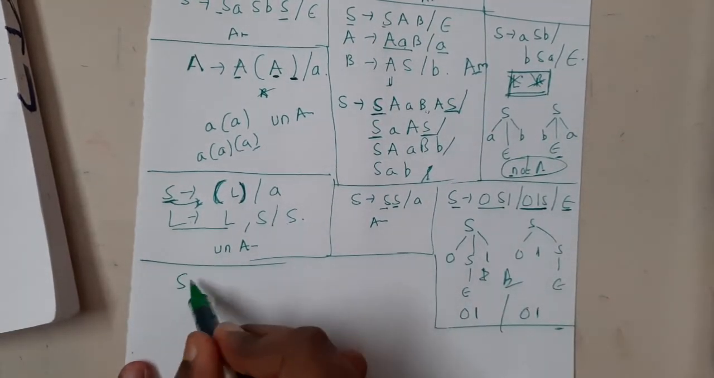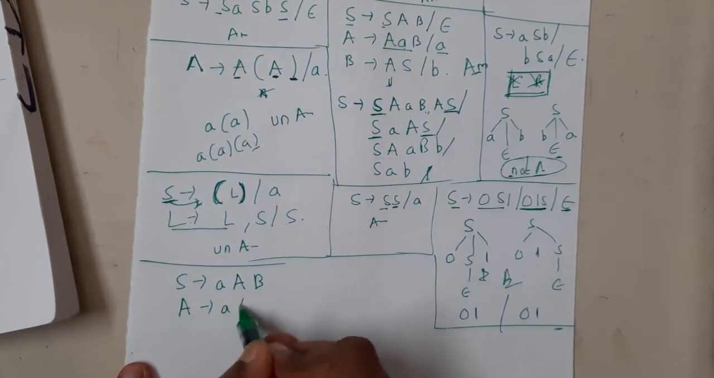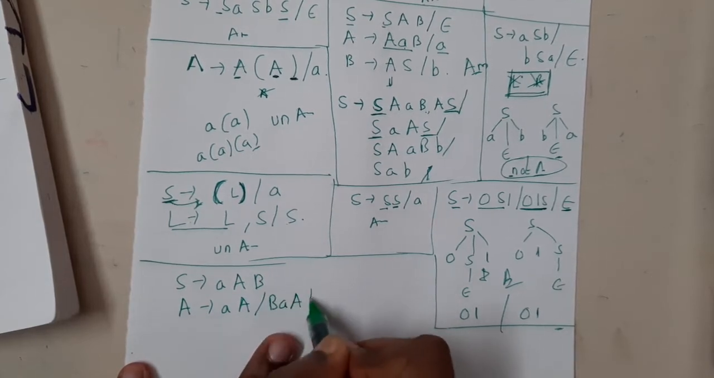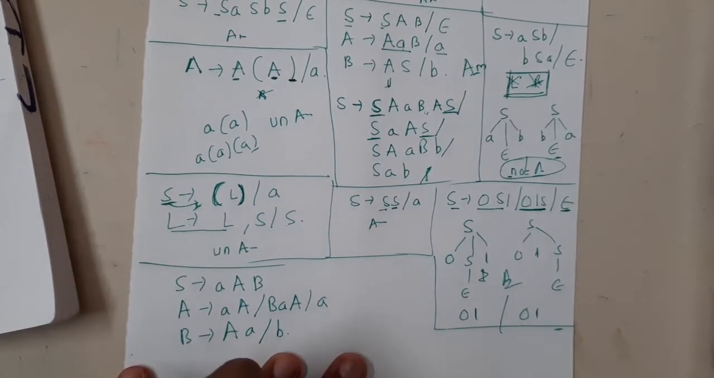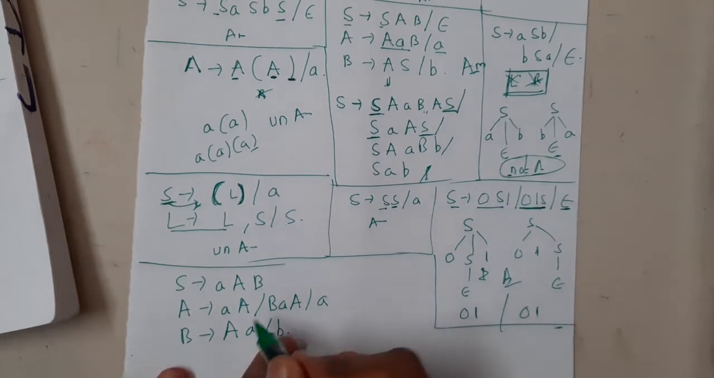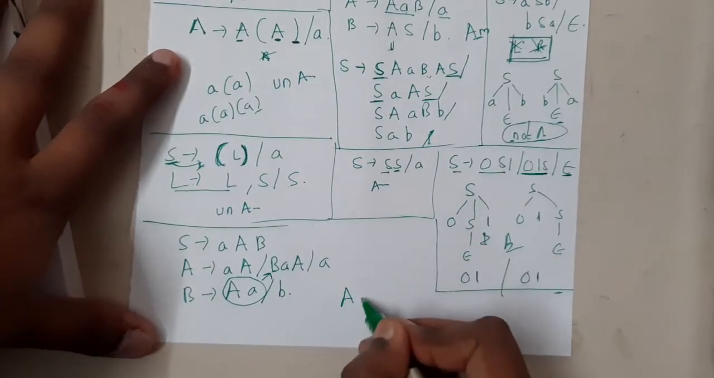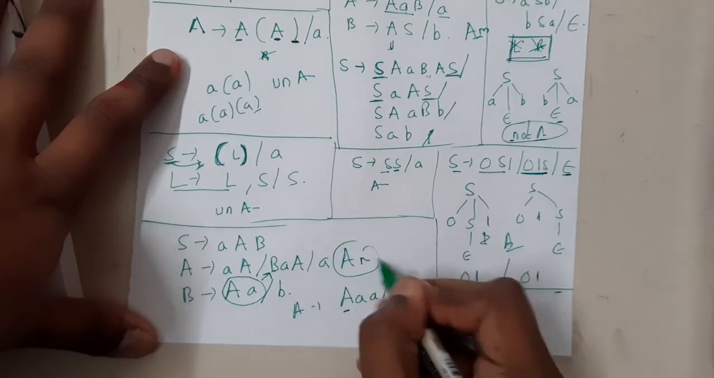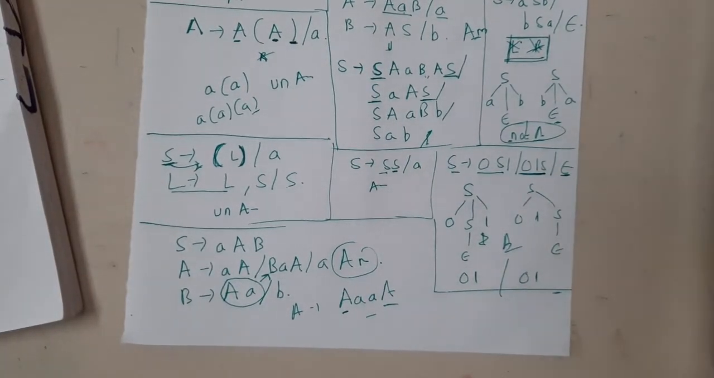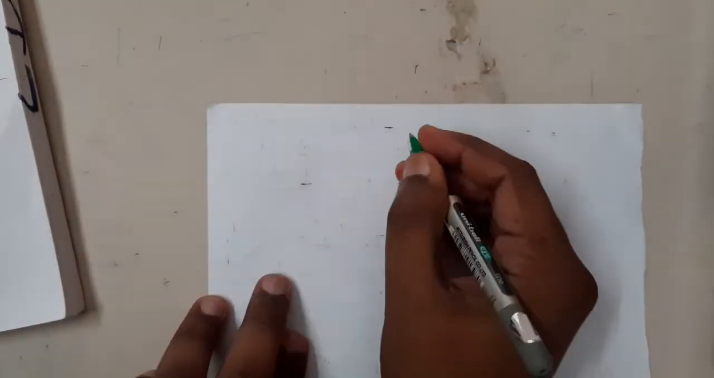Similarly, S implies A B. A implies a A, or B A, or A. Similarly, B implies a A, or B. Now I think we can do something here. I observed one thing here. If I substitute this value here, what will happen, guys? This value will be updated to A. So indirectly A implies this. So it has left recursion and right recursion, hence it is ambiguous. Got it? This is the only trick available, guys. I hope everyone is understanding how exactly we are concluding these things.